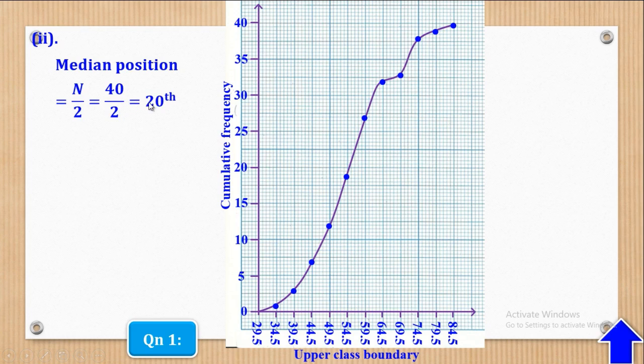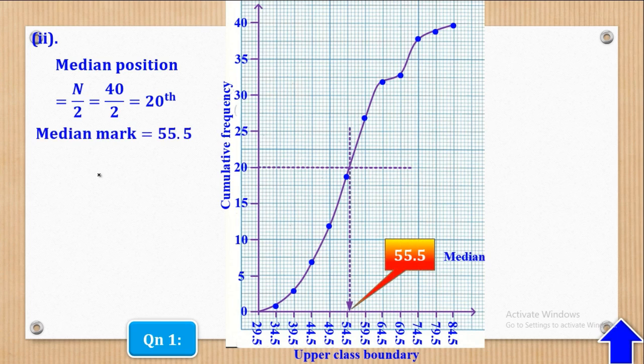Now this is not the median, but it's the position. What does that mean? It means that you'll come here and look for this 20, then take a horizontal line to meet the curve. After that you drop a perpendicular to meet the horizontal and read off that value. So when you do that, you draw a horizontal line to meet the curve, then a vertical line to meet the horizontal and read off that value. That value is 55.5, and that will be your median. So I shall say that the median mark is 55.5.